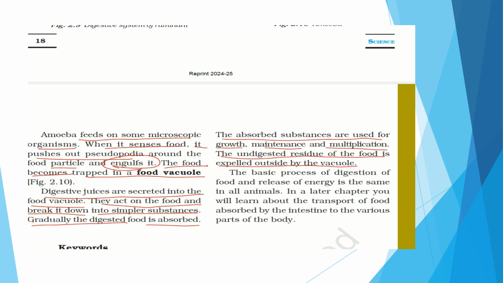So this full thing in a detailed diagram I'll be discussing in the next slide. So we will see from ingestion till egestion. Ingestion means from engulfing the food till the process of egestion, that is, expelling the undigested residue from the body. We will be seeing it by means of a labelled diagram in the next slide.